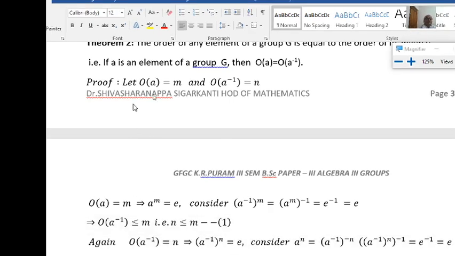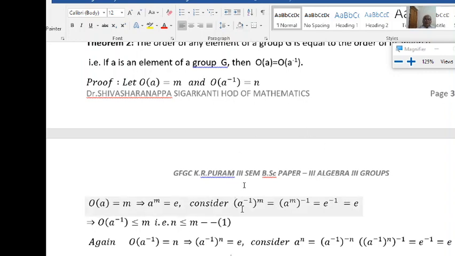Okay. I have taken order of A equal to M, order of A inverse is equal to N. So here order of A equal to M means A to the power of M equal to E. Now consider A to the power of minus 1 to the power of M. Then I can write this as A raised to M to the power of minus 1. What is A raised to M? A raised to M is equal to E. So I am getting E to the power of minus 1. As E is the identity element here, inverse of E is itself. This is equal to E.